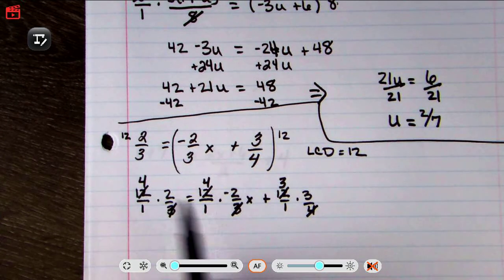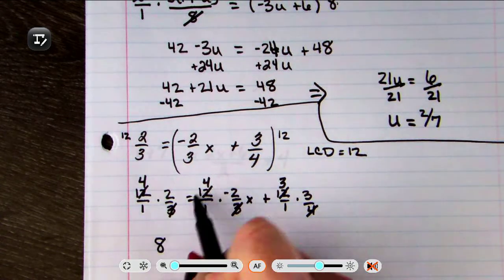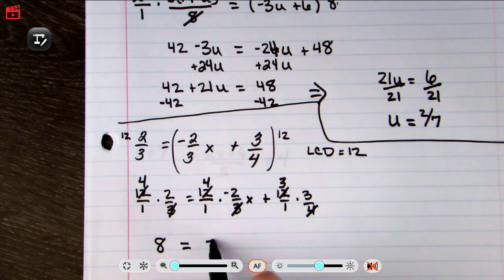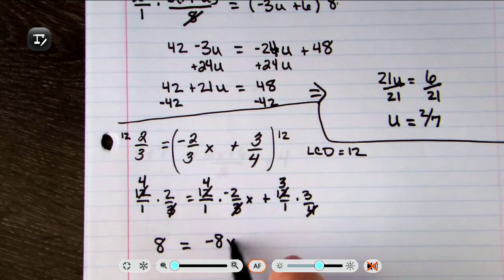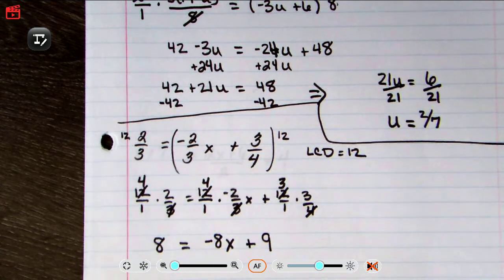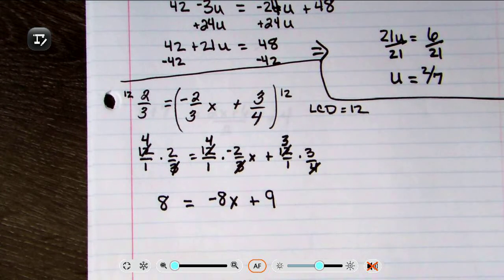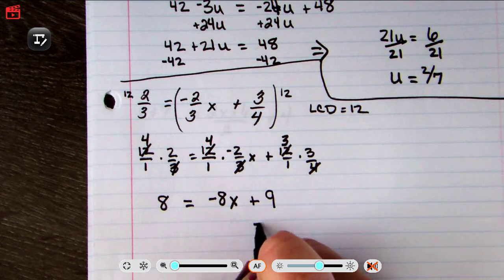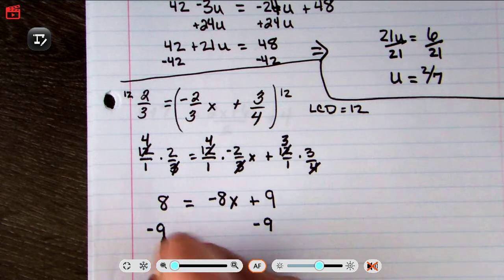So here I have 4 times 2, which is 8. There's my equal sign. Here I have a 4 times a negative 2, so it's a negative 8, and don't forget your x. And here we're going to have that plus 9. Now I want my variables on one side, my constants on the other. My variable is on one side, so I'm going to undo this adding 9 by subtracting 9.